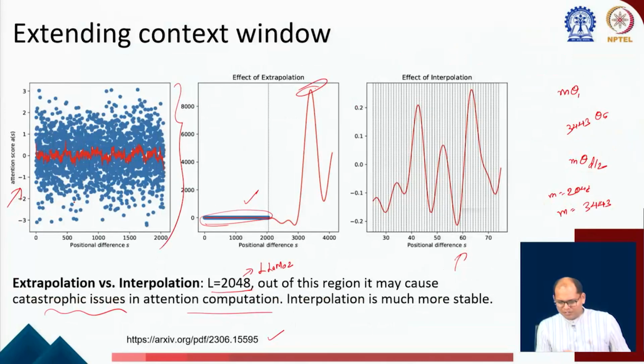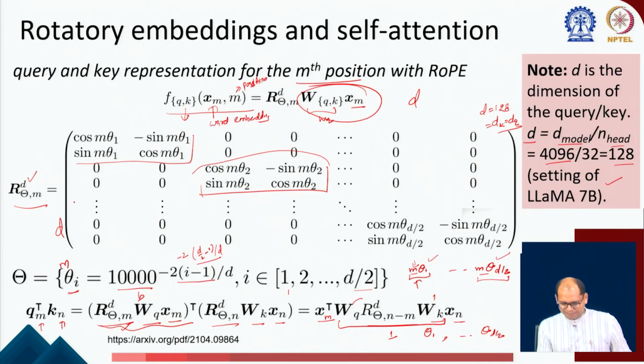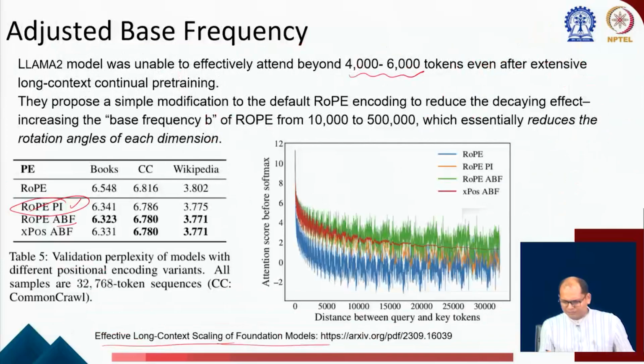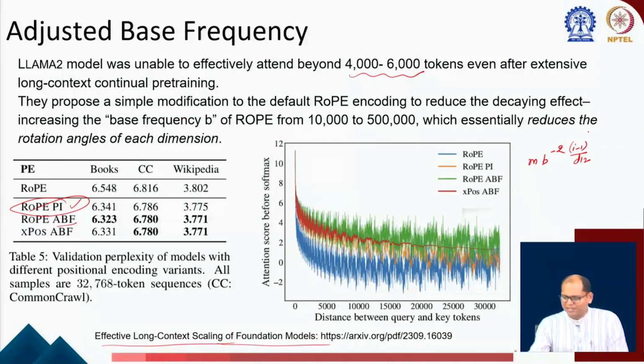So, if you see your actual formulation, we have two things here. We have this base to the power something, and we are multiplying it by position m. So m and this b to the power minus 2(i minus 1) by d. That was the formulation, and this b was 10,000.